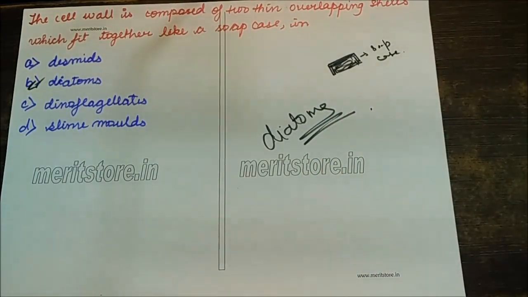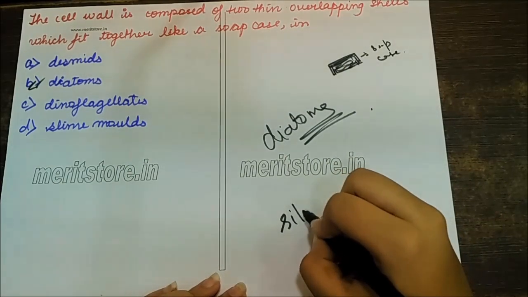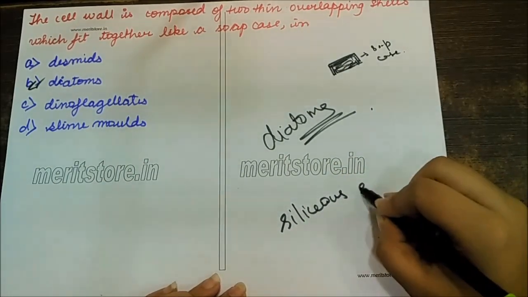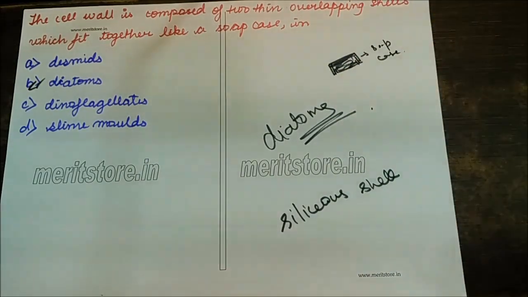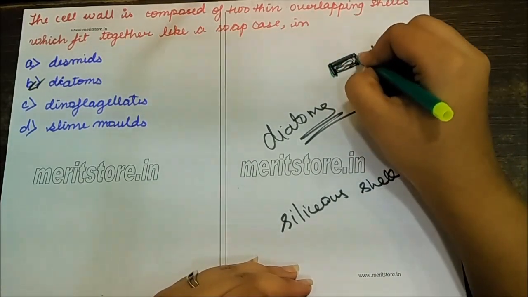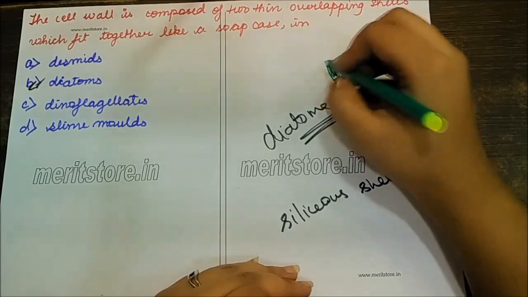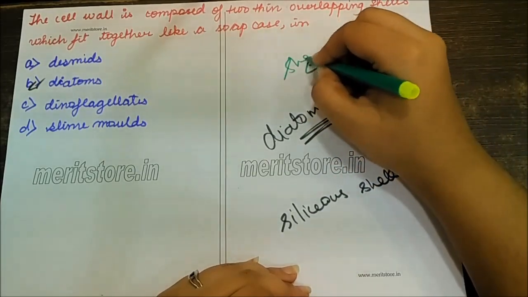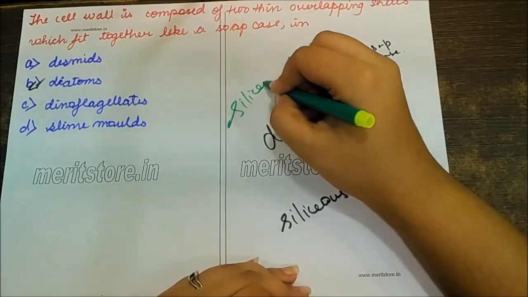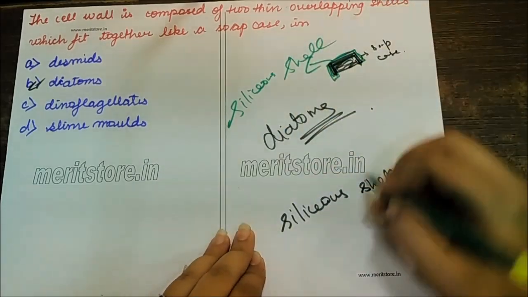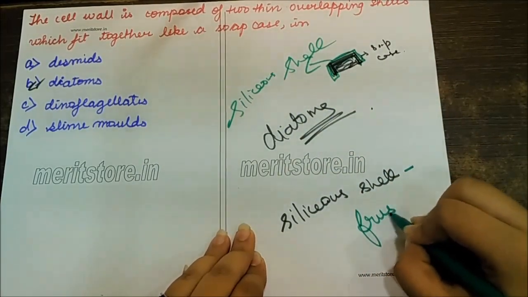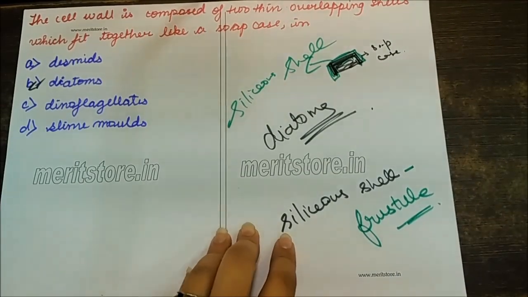Diatoms. Let's know how. The body of diatoms is covered by a transparent siliceous shell. Siliceous shell. If this is the outer cover, this is the shell, which shell? Siliceous shell, known as frustule. This is also called frustule. This is very important. Also called frustule.